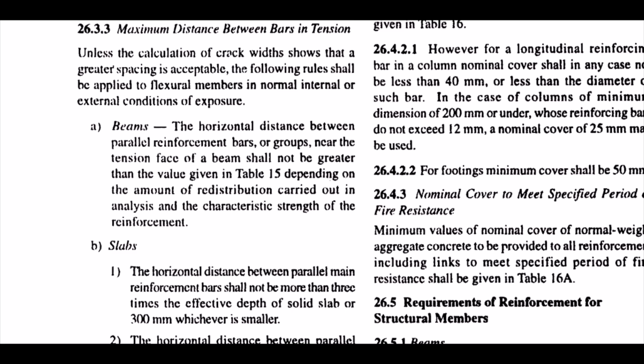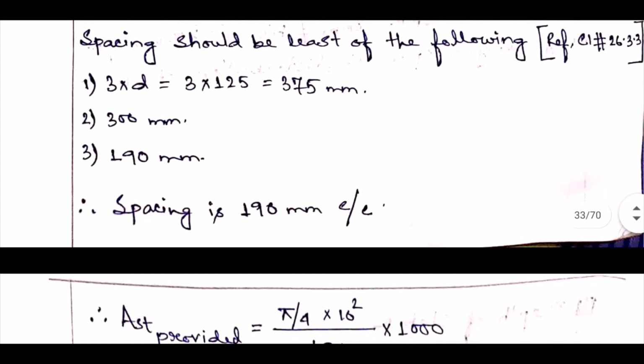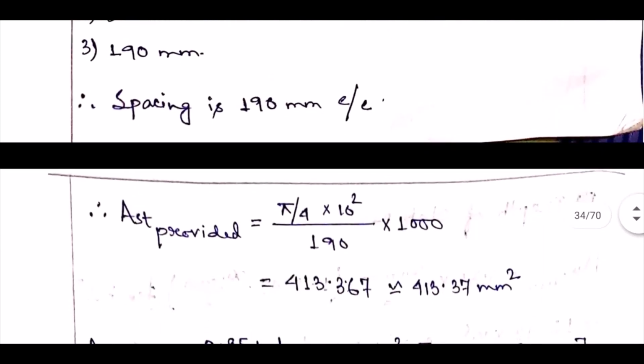We already take. So let's go to notes. So as per clause, we have digit, as you seen in IS 456. So now the AST provided is pi by 4 into 10 square by 190 into 1000, that is equals to 413.367 or 413.37 mm square. This is the provided AST.